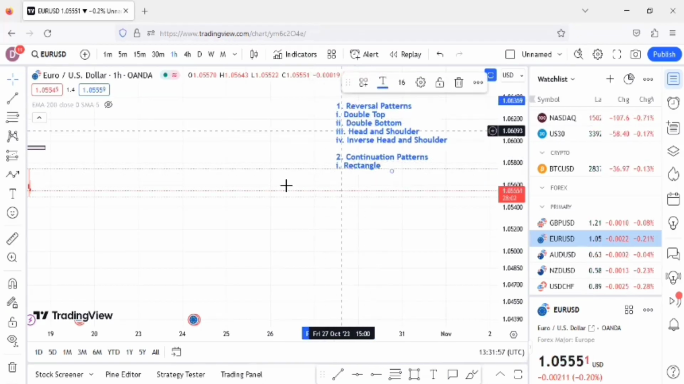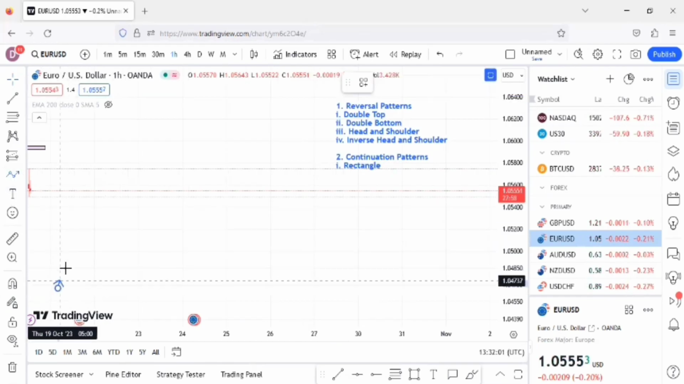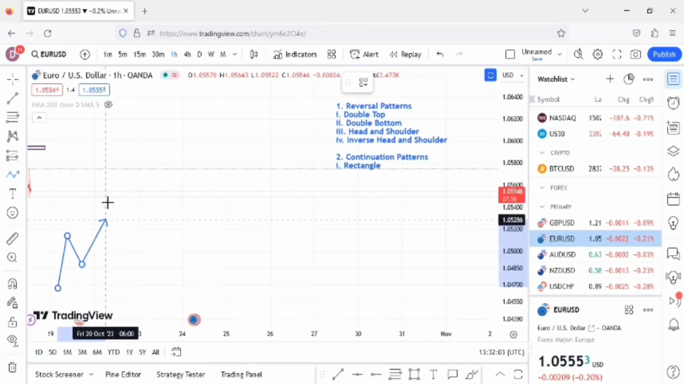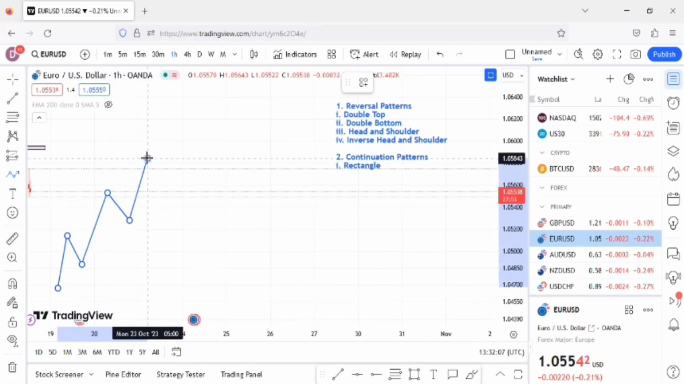So for reversal patterns, you find them at the top of a trend, like this.